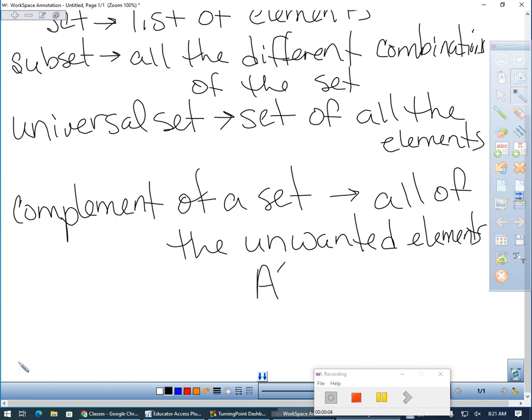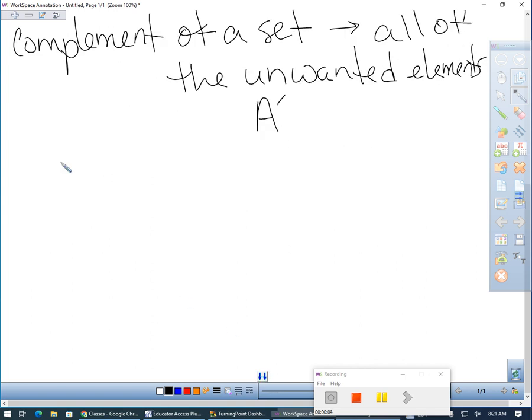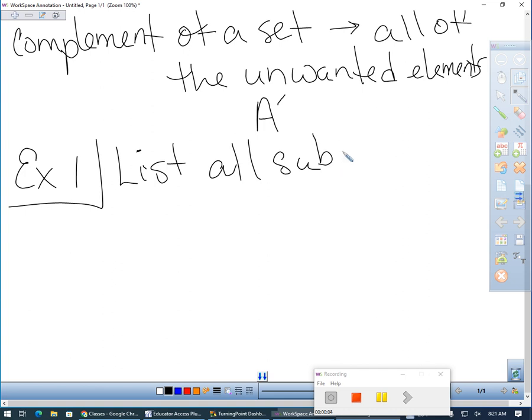So before I get to more vocabulary, let's just start with this group first, okay? This more involves that first page we're talking about. So let's do example number 1. We're going to cover the beginning vocabulary words here. On example number 1, I want you to list all subsets. And this is what you're going to have to do for 20 through 24 on that first page.